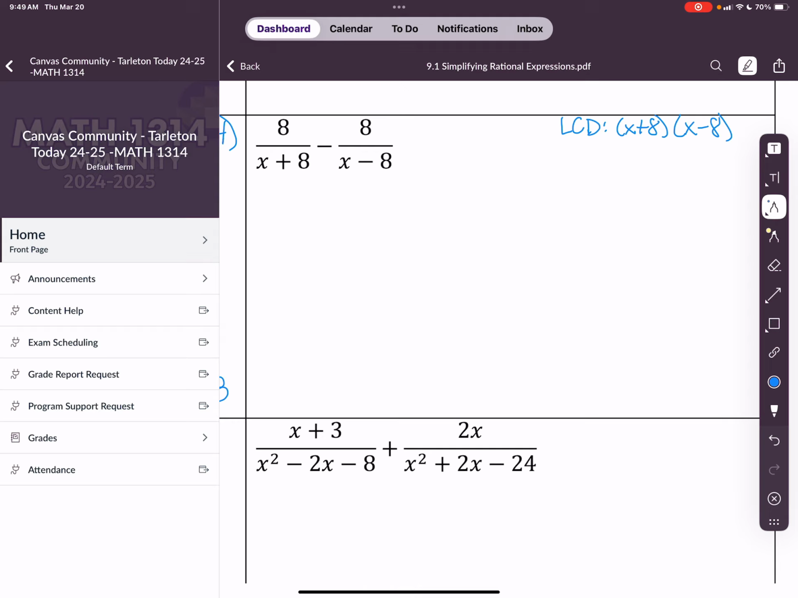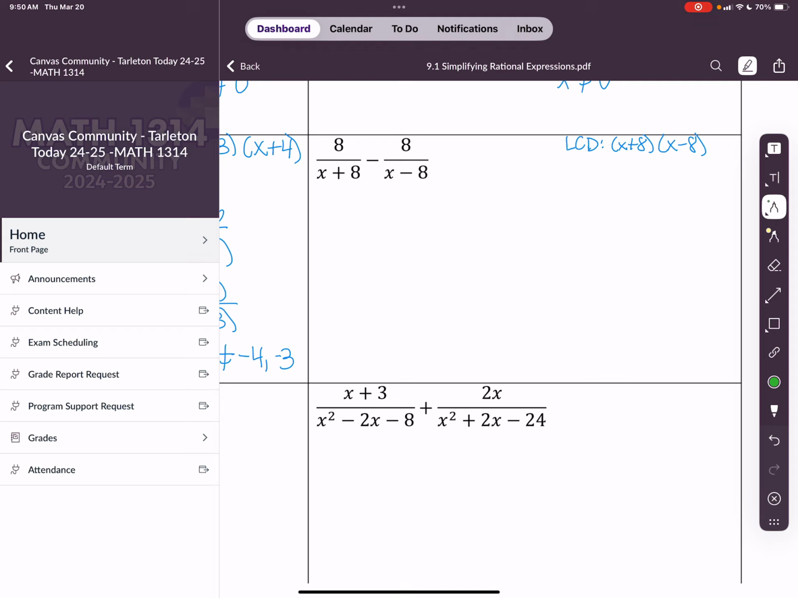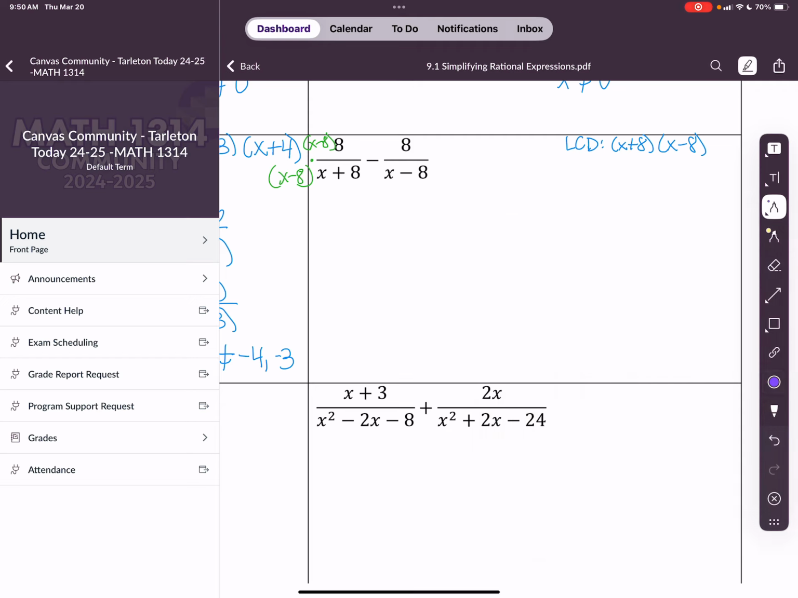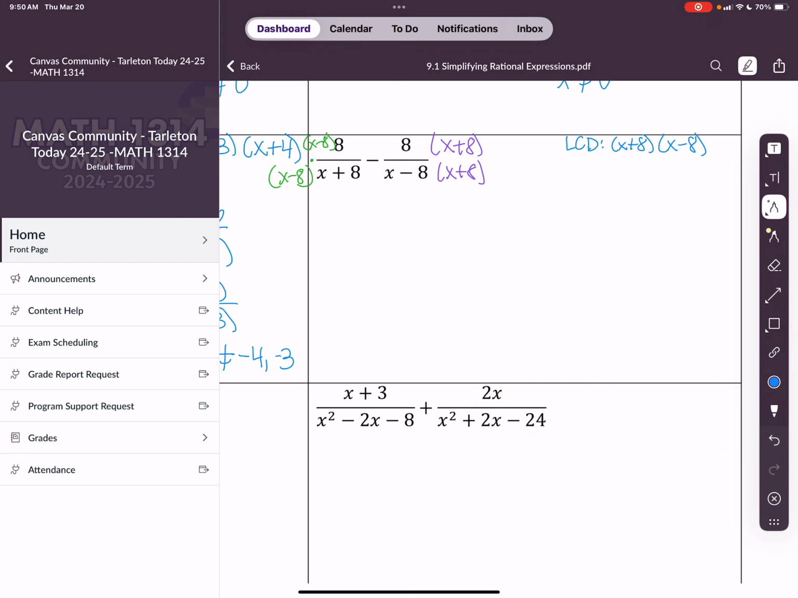Okay. And so, kind of out of room from over there, but all right, in green. My fraction on the left is missing the x minus 8, excuse me. So I'm going to multiply by x minus 8 on both sides. And then my fraction on the right is missing the x plus 8, so I'm going to put x plus 8 over x plus 8. All right, so just distributing our 8. 8 times x gives me 8x. 8 times negative 8 gives me negative 64, and it's all over x minus 8, x plus 8.